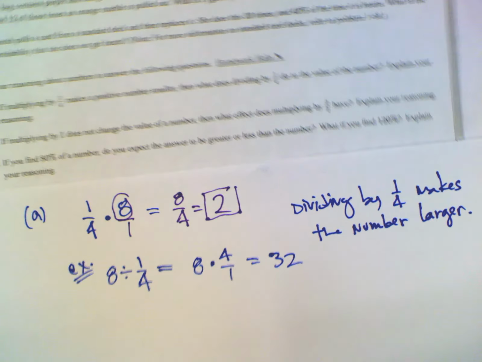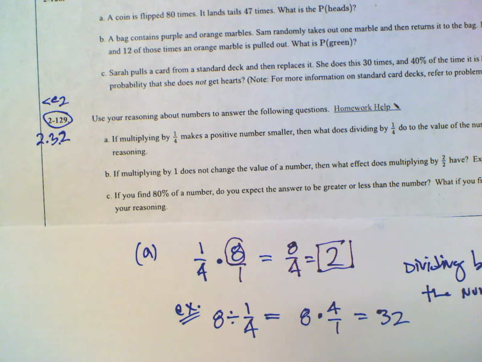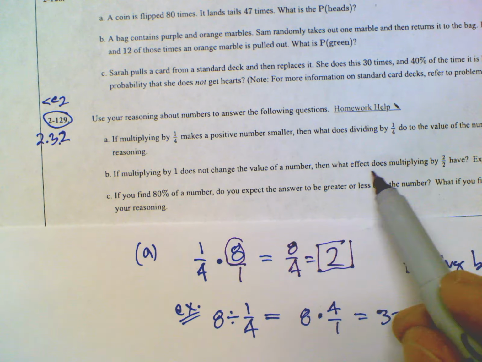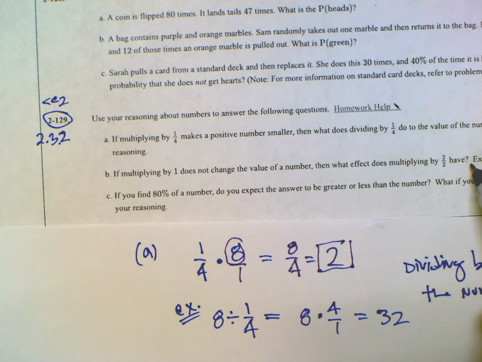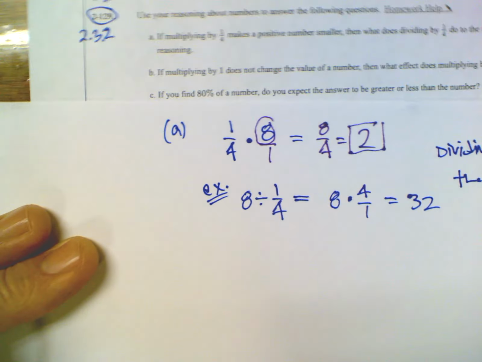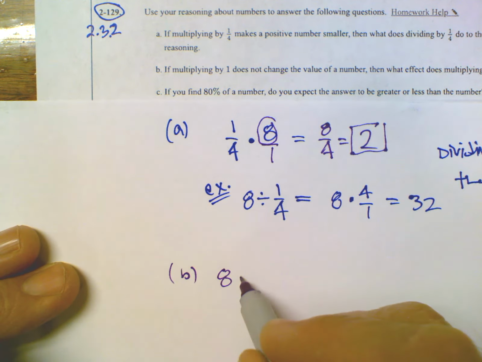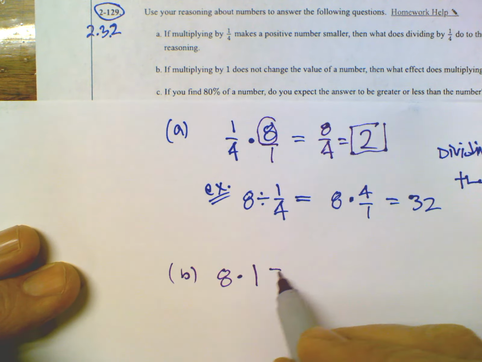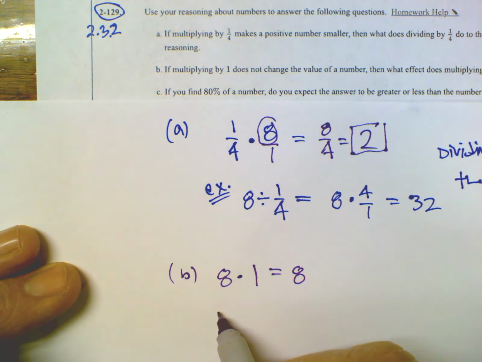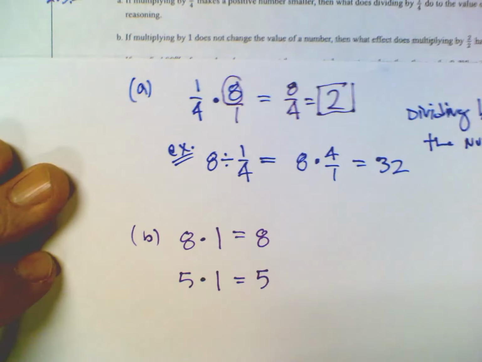Okay, so then let's look at B. So B, it says, if multiplying by 1 does not change the value of the number, then what effect does multiplying by 2 over 2 have? Explain your reasoning. Okay, so again, with B, if I take any number, let's say 8, and I multiply it by 1, the number is still 8, right? If I take a number, say 5, and I multiply by 1, it's still going to be 5. Is that true for 2 over 2?